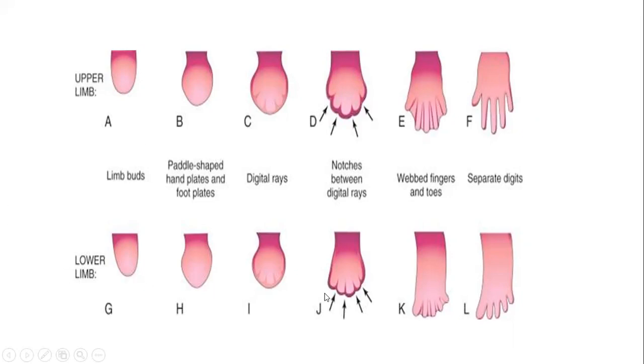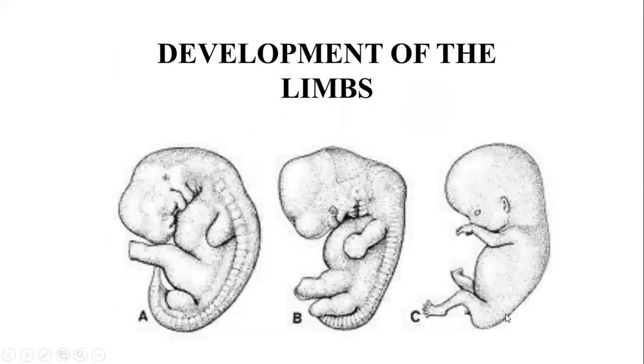So this is what is happening in the upper limb, and this is happening in the lower limb. In the 6th week, you can see the foot plate in the lower limb and hand plates in the upper limb region. Then a circular constriction is going to develop, and then the fingers and toes are going to be formed by the process of apoptosis. The mesenchyme between these fingers and toes is going to disappear and give you free fingers in the hand and toes in the feet.